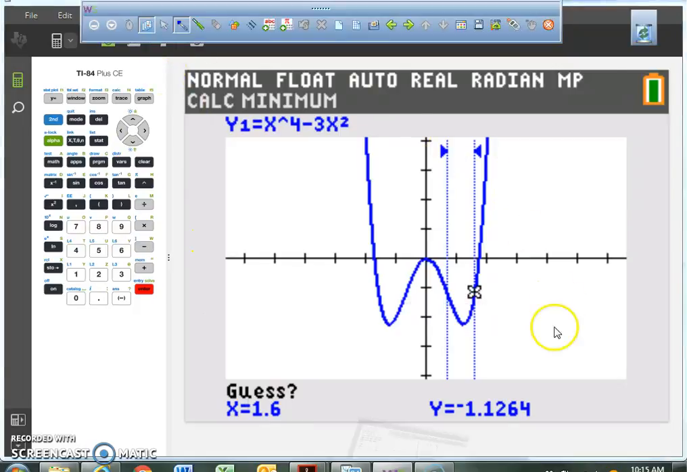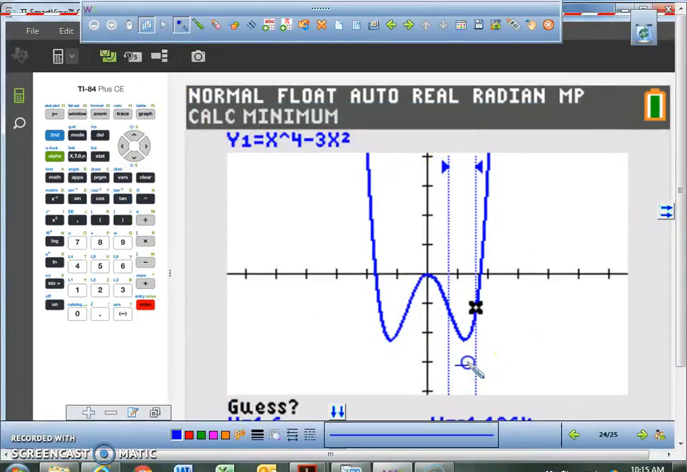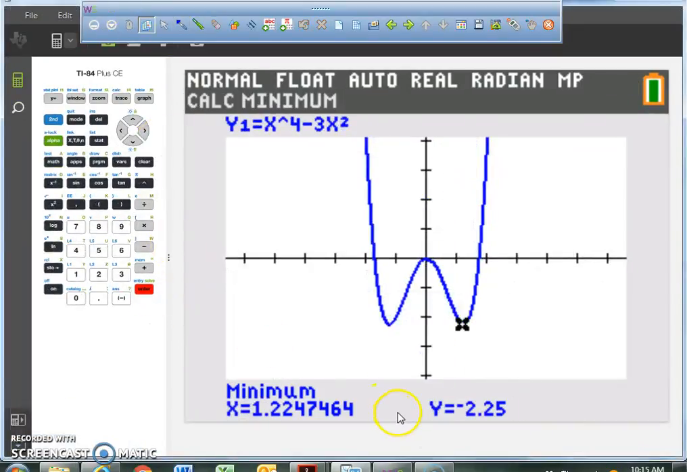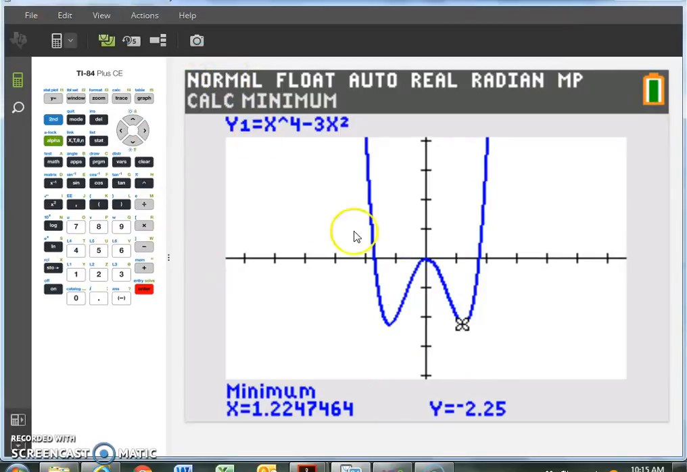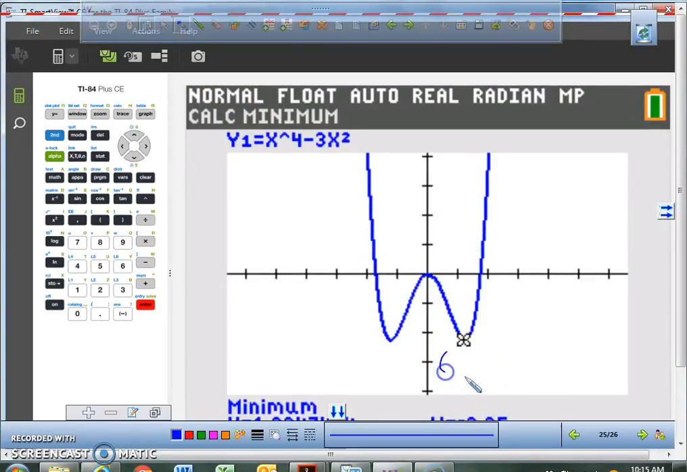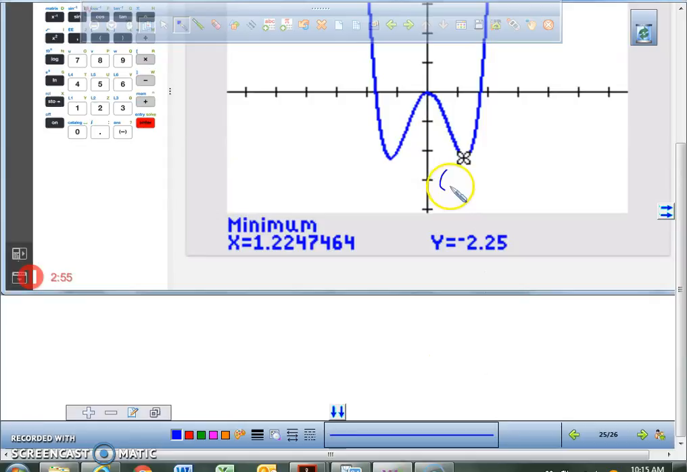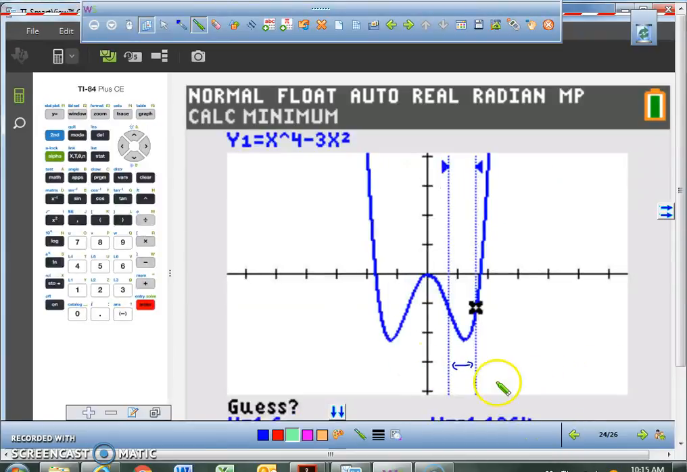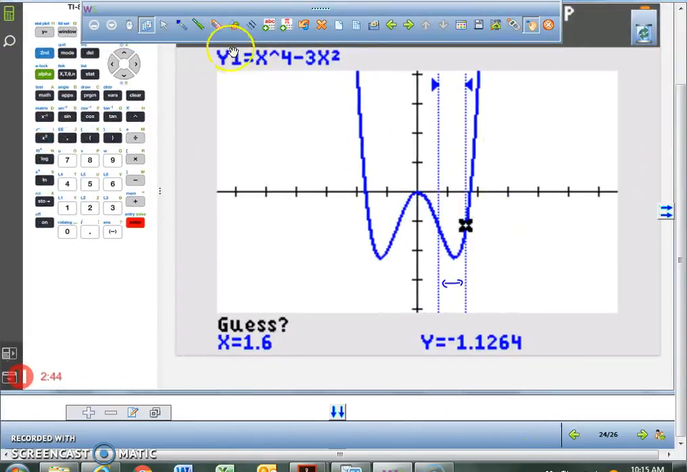So notice, what does the calculator do? It's going to calculate the minimum between those two boundaries. So just press enter one more time. And there it is. So what's my absolute minimum over here? 1.22, negative 2.25. Now what does that prove to us? That proves to us that this right here actually is the absolute minimum, because what does that do with the other one? It matches it, doesn't it?